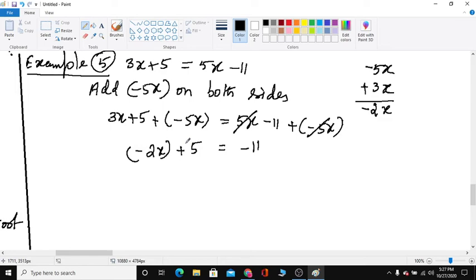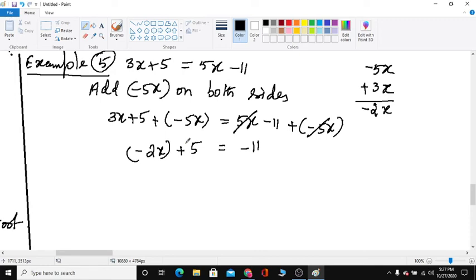By adding minus 5 on both sides. Once again I will repeat. Now we are going to find the value of variable x. So you have to remove plus 5 and minus 2. First, which is easy to remove? Plus 5 is easy to remove. It is alone, a constant term. Now minus 2 is multiplying with x, so you cannot remove it first. First you have to remove plus 5.